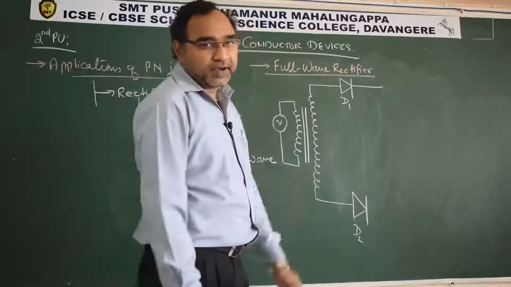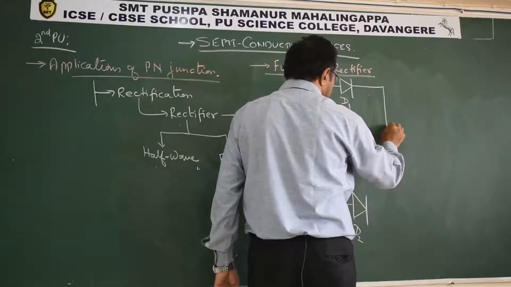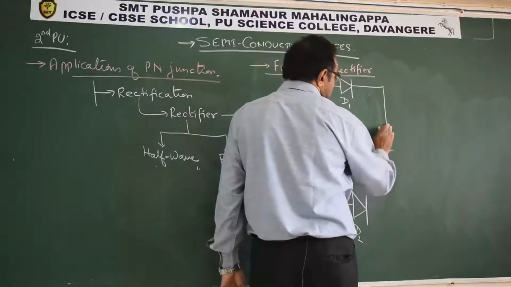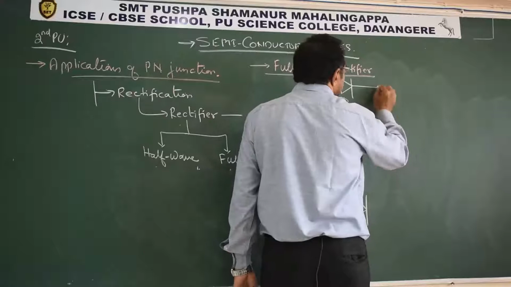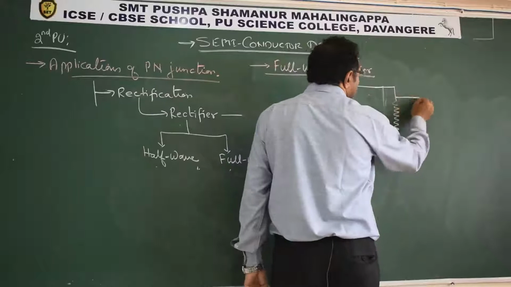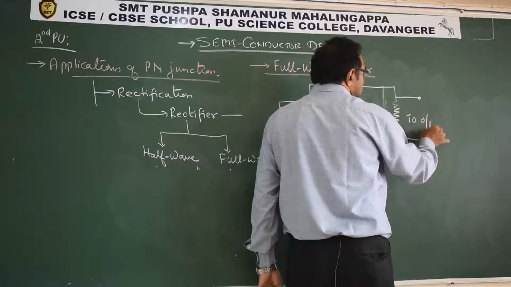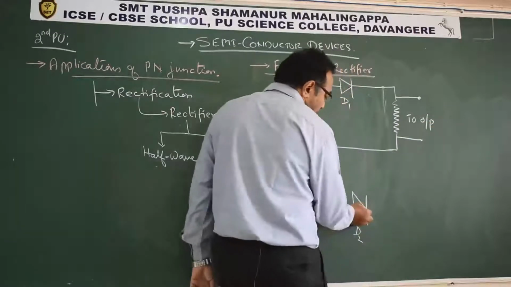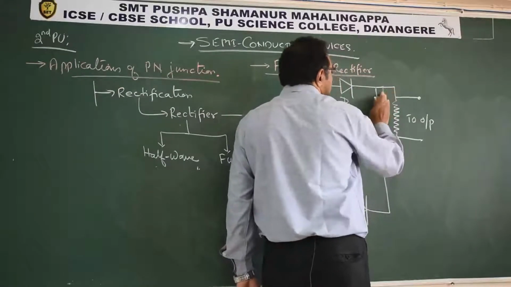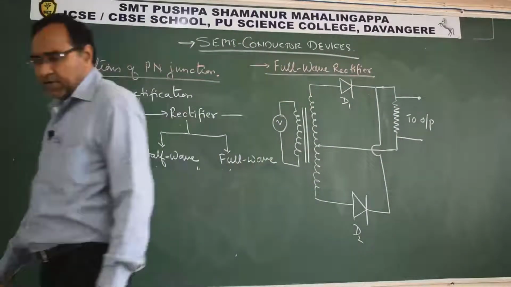How will the output be connected? Where to get the output? Here what we do is we do center tapping, and output is connected between these two. See here, this is the load, and we say this is the output. Now what will happen to this? Very simple. Take a jump and connect it here. See, this is the simplest circuit possible for full wave rectification.